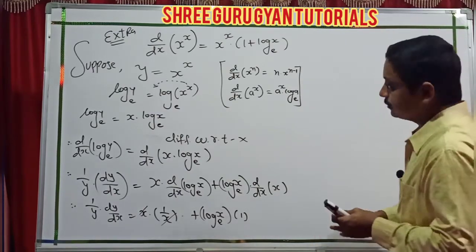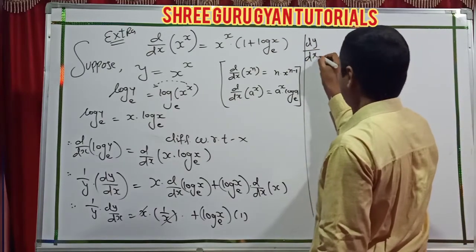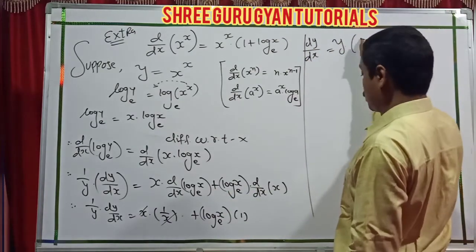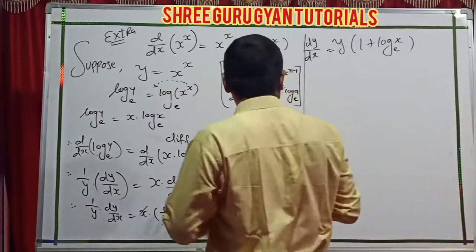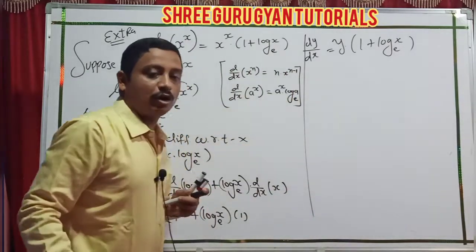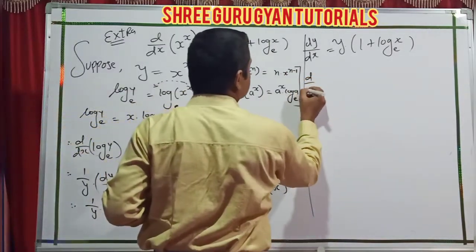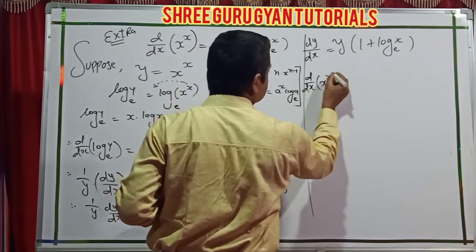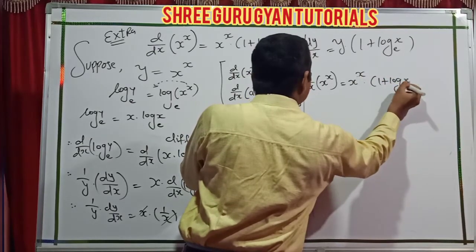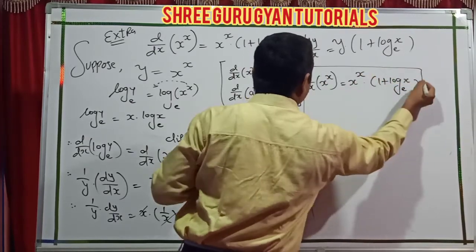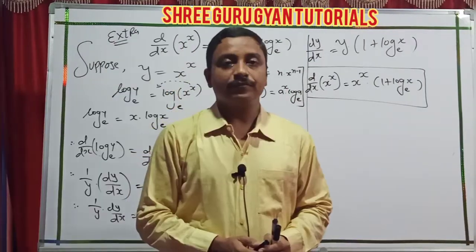dy by dx is y into 1 plus log x base e. And now, students, this y value I already know, so I put it in. dy by dx equals x raised to x into 1 plus log x base e is done here, and that's our answer for only 2 marks.